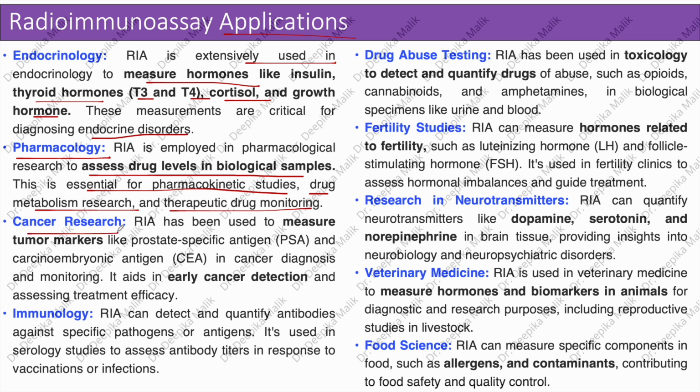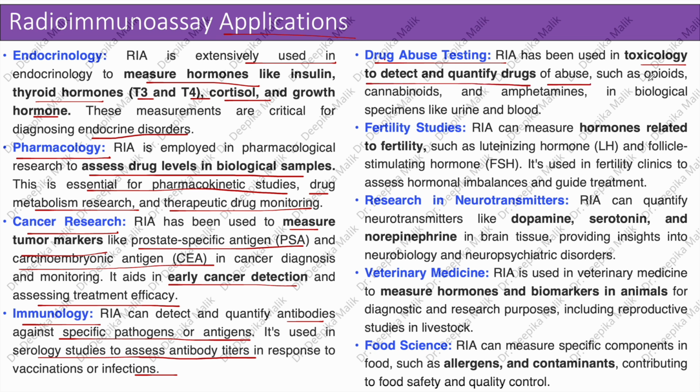Cancer research. It has been used to measure tumor markers like prostate-specific antigen and carcinoembryonic antigen in cancer diagnosis and monitoring. It aids in early cancer detection and assessing treatment efficacy. Immunology. This technique can detect and quantify antibodies against specific pathogens or antigens. It's used in serology studies to assess antibody titers in response to vaccinations or infections. Drug abuse testing. It has been used in toxicology to detect and quantify drugs of abuse such as opioids, cannabinoids, and amphetamines in biological specimens like urine and blood.